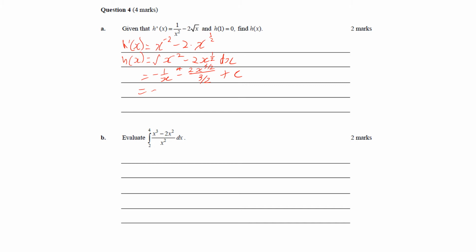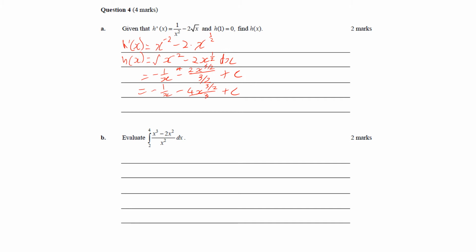The negative 1 on x is fine. This stuff here, I've got some stuff on the top being divided by a fraction. If I divide by a fraction, that's the same as multiplying by the reciprocal. So I end up with minus 4x to the power of 3 on 2, all divided by 3. And then plus c is still plus c.